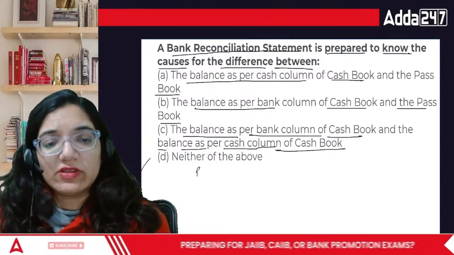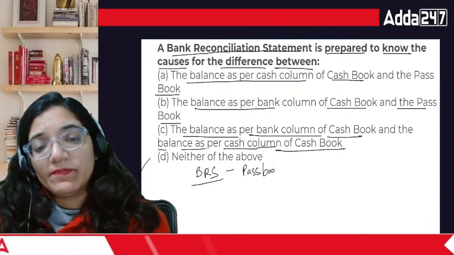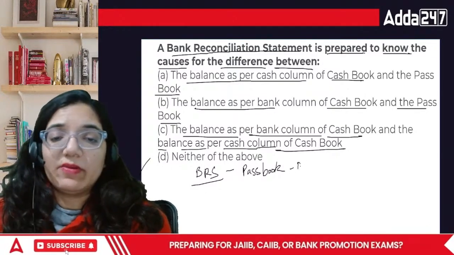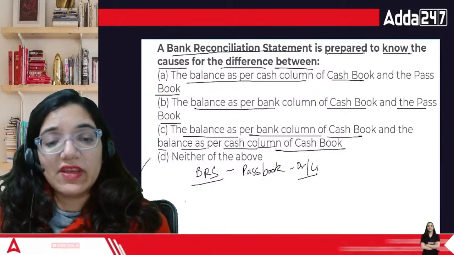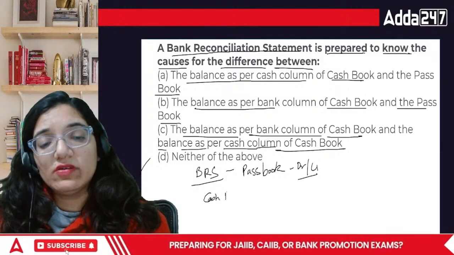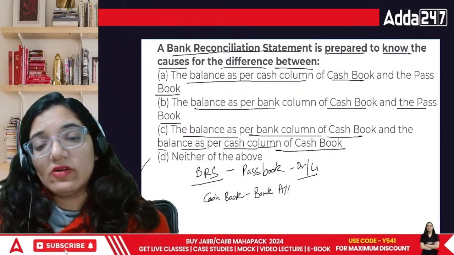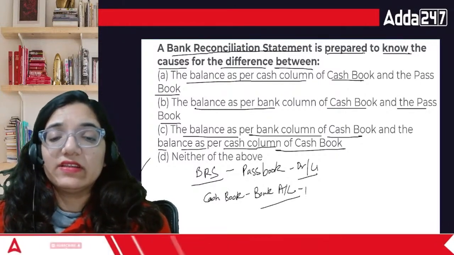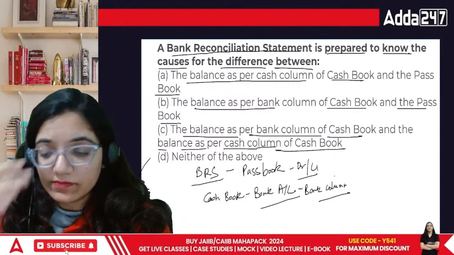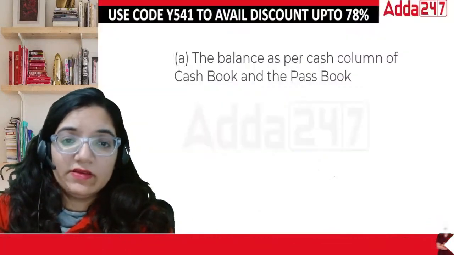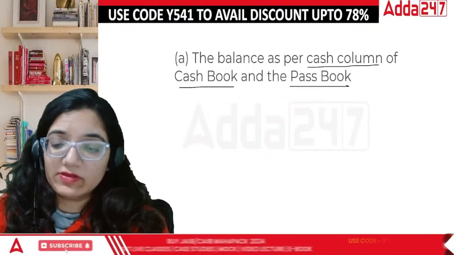When we look at our passbook, the BRS is prepared. In the passbook, it is the debit and the credit side. The debit means withdrawal and credit means putting money, deposits, right? And in the cash book, it is the bank account, or you can say the bank column if it is a double column cash book. The balance as per the cash column of the cash book and the passbook.